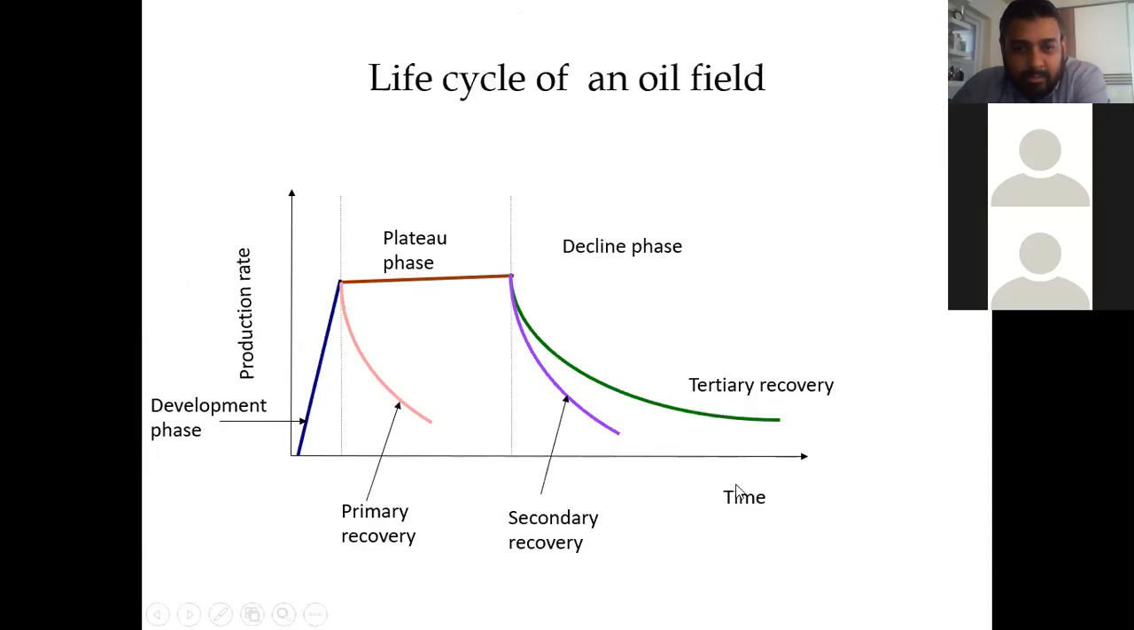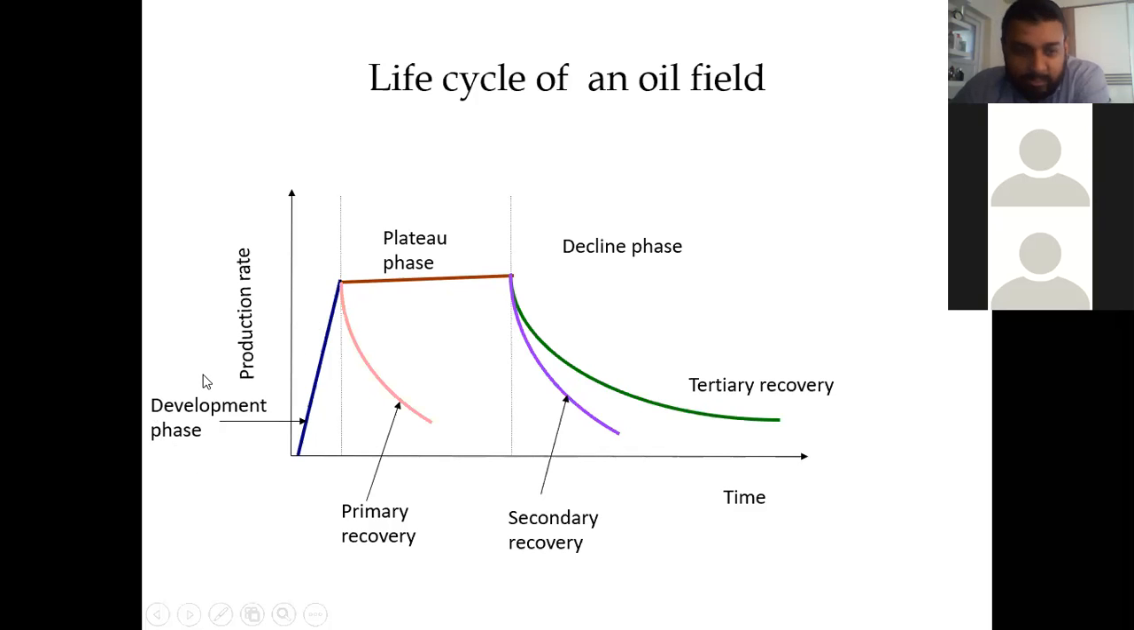Now, this chart is very interesting and is a must for everyone to know. You see a lot of things here: the life cycle of an oil field. Well, as you know, when we look at graphs, we look at the x-axis and the y-axis first. This life of an oil field is divided into three main phases. This is the first phase, this is the second phase, and this is the third phase. The first phase is the development phase.